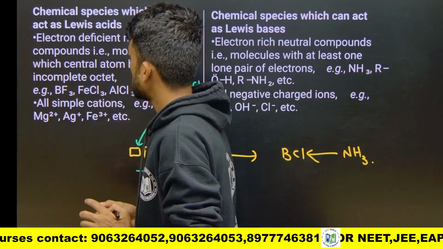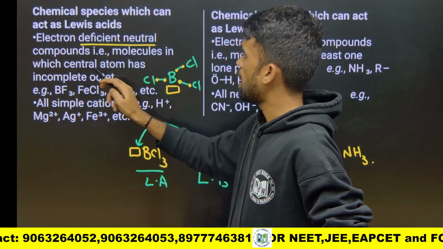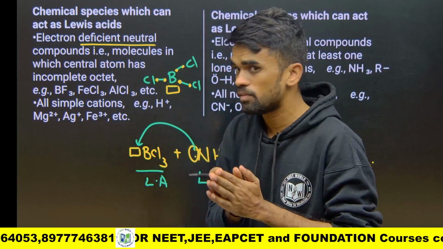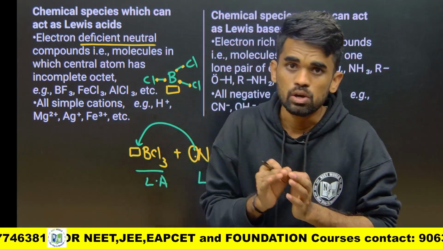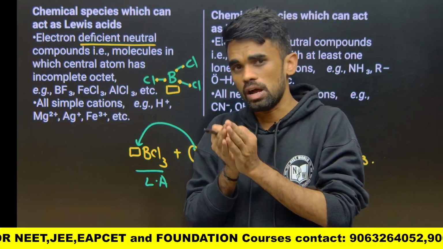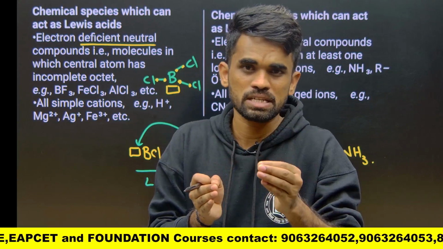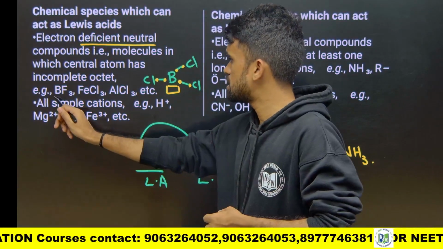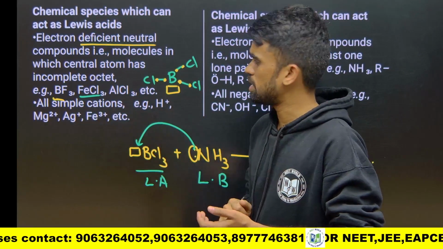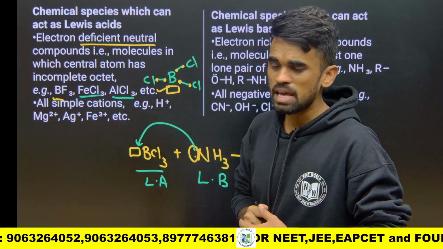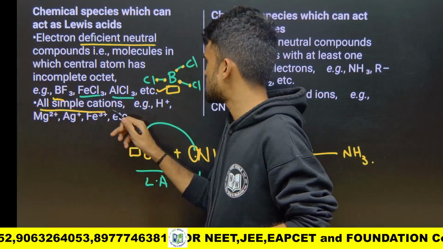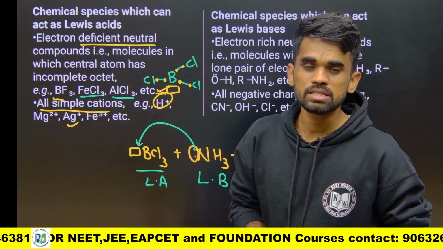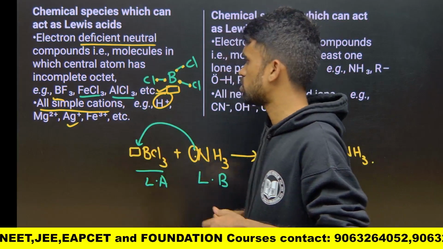Okay. Next, what I told you, acids are electron deficient, and they can be neutral or positively charged. So how can we identify whether a neutral compound acts as a Lewis acid or not? Just count the number of electrons. If it has an electron deficiency, then it can accept electrons, so we can consider it a Lewis acid, like BCl3, BF3, FeCl3, AlCl3. And some simple cations like H plus, Ag plus, Fe plus, Cu plus 2. These are Lewis acids, as they also have electron deficiency, right?